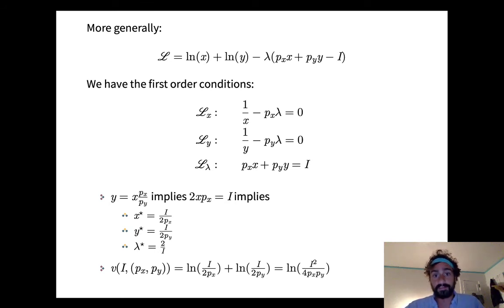Let's just say you have px is the price of x and py is the price of y. We don't need to know what those things are. They could be any px and py. You have the same kind of Lagrangian, the same kind of first order conditions. You divide x by y, and you get that y over x equals px over py, which is the same as saying y equals x px over py. You plug that back into the budget constraint, and you get 2x px equals I.